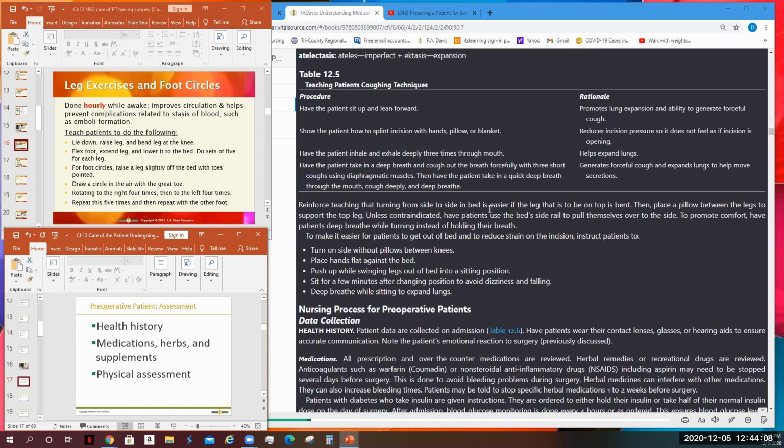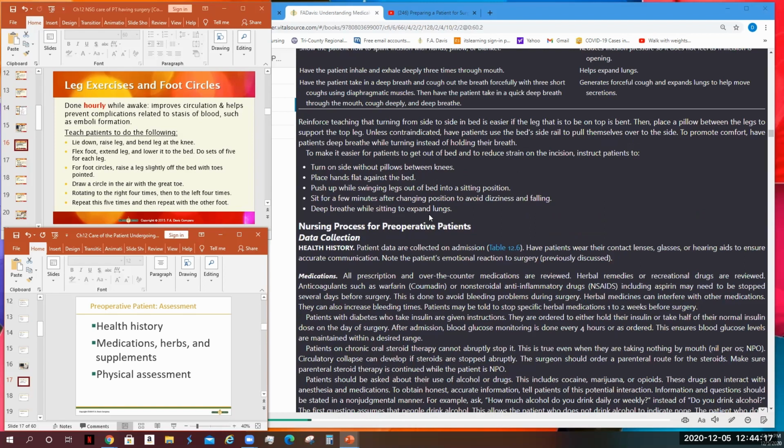Okay. Coughing generates a forceful cough and expands the lungs to help move secretions. Reinforce teaching that turning from side to side in bed is easier if the leg that is to be on top is bent. Then place a pillow between the legs to support the top leg. Unless contraindicated, have the patients use the bed's side rail to pull themselves over to the side. To promote comfort, have patients deep breathe while turning instead of holding their breath.